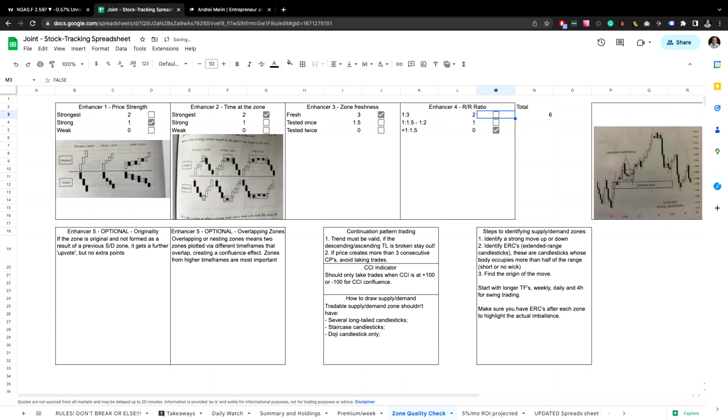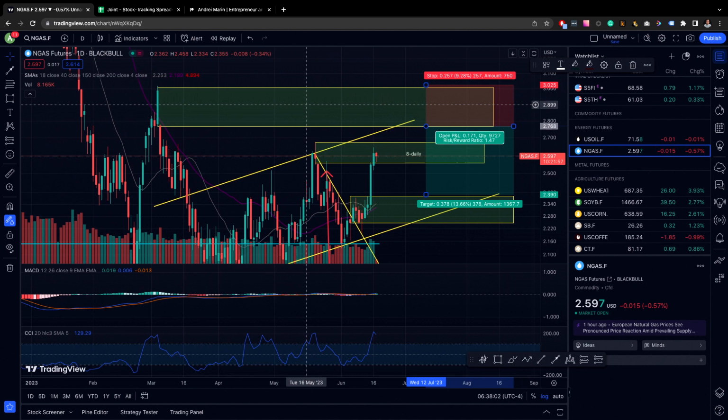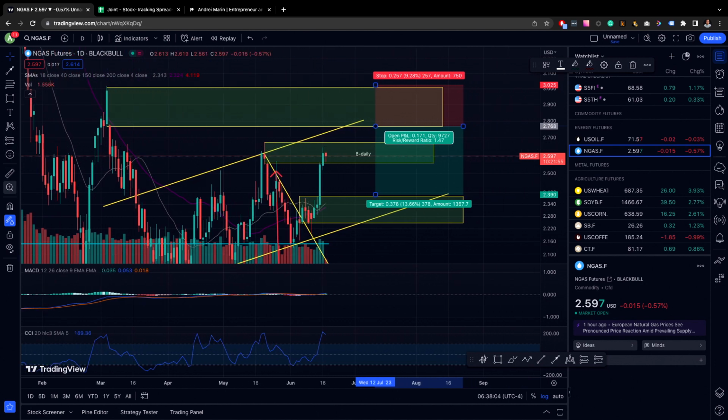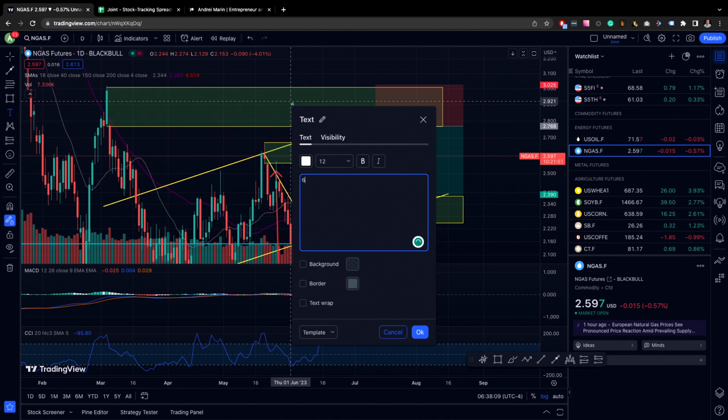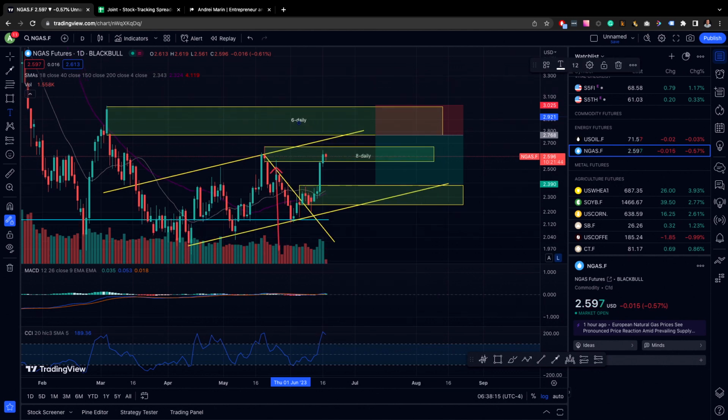So I'm gonna tweak it to that, and we can see that our zone has a score of 6. Guys, I would not look to play any zone that has a score of less than 7. So with that in mind, I'm gonna grade this as 6 daily just so I can remember for later, and I'm gonna move on with my analysis.